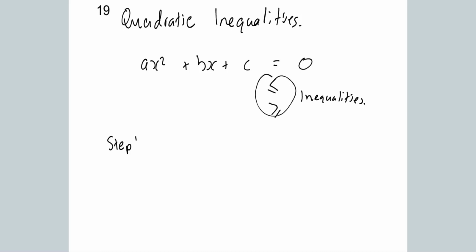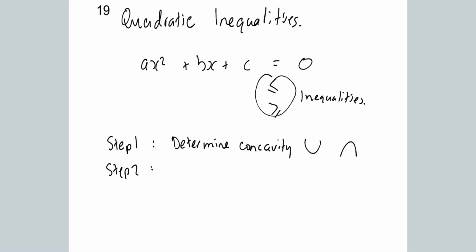Step one, I'll just put the words down, but it'll make sense once I go through it. We're going to determine concavity. And that means that if we have a look at the quadratic function, we can see very quickly whether it's going to be a smiley graph, which is concave up, or a frowny graph, which is concave down. So we're going to determine the concavity.